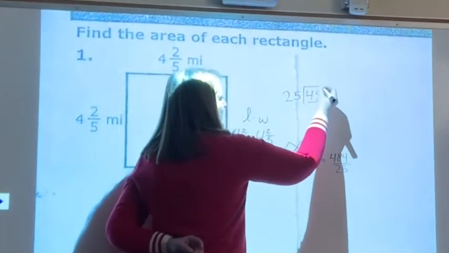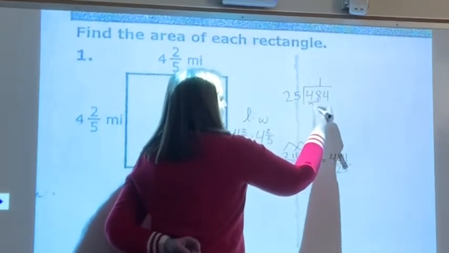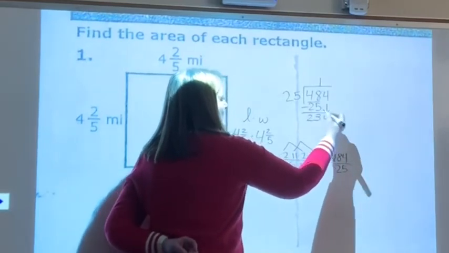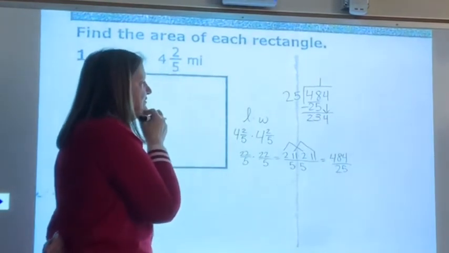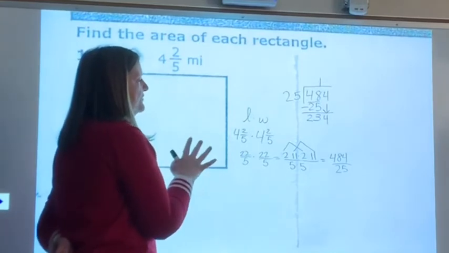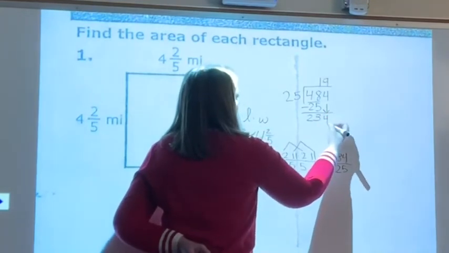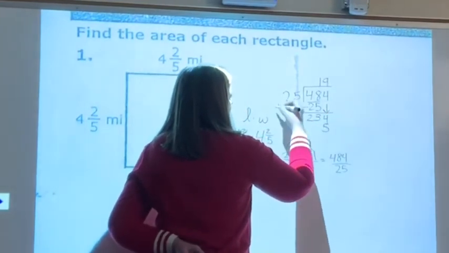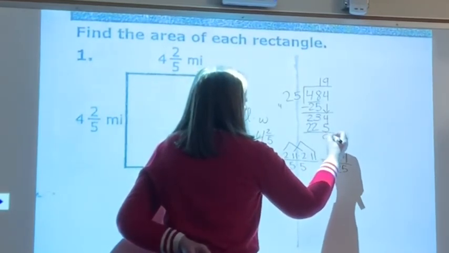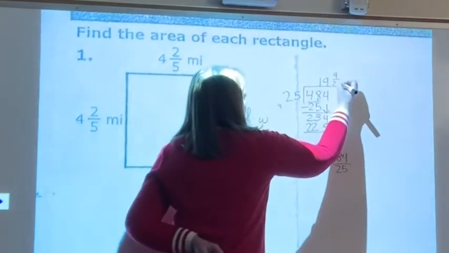25 will go into the 48 just one time. We want to make sure we keep everything lined up, remember. That's 25. Bring down the 4. 25 will go into 234. Well, I know that 4 25s will fit into 100. So another 4 into 200 is 8. And then 1 into that, that'll go in 9 times. 18, 22. And that is 9 left over. So it's 19 and 9 25ths.